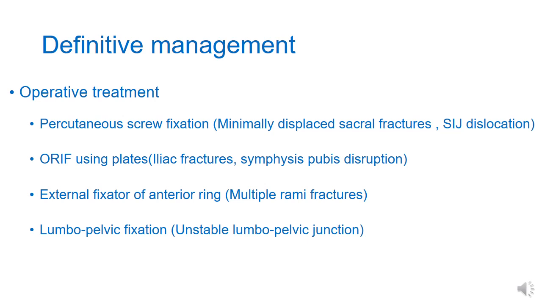Or formal open reduction and internal fixation using plates and screws, and this is classically indicated in iliac fractures and symphysis pubis disruption. External fixation of the anterior ring could be a definitive management method, especially if you have multiple comminuted fractures, which are difficult to treat by open reduction internal fixation. And last, if we have an unstable lumbopelvic junction, we will go for what's called lumbopelvic fixation.